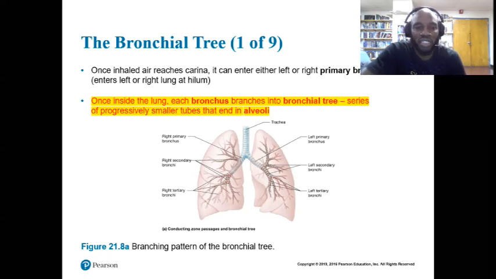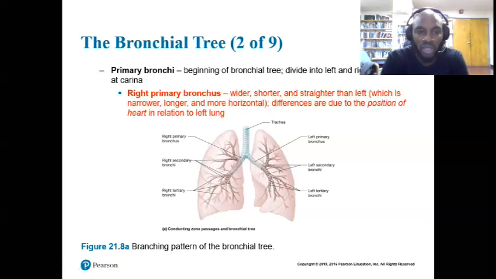Once inside the lungs, each bronchus branches into a bronchial tree, a series of progressively smaller tubes that end in the alveoli. So you notice in the right lung, we have the right primary bronchus, which is this structure here, right secondary bronchi, right tertiary bronchi. And then in the left, we have the left primary bronchus coming from the carina, and then we have secondary and tertiary. You'll see this little notch here. You've probably already seen this if you've done the lab assignment. This little notch is where the heart is. So space is given in that left lung for the heart.